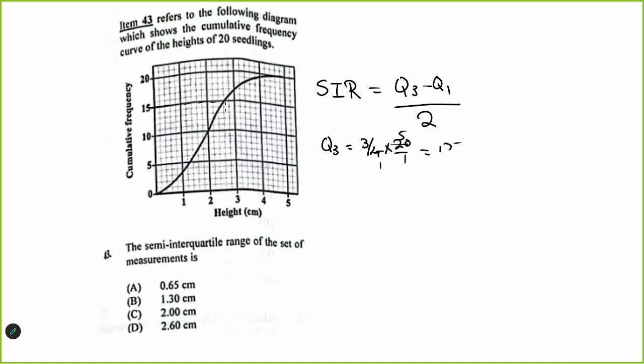You're going down. So this is 2.4, this is 2.8. This is 2.6. So the height is 2.6 for your third quartile. Your first quartile is a quarter of 20, which is 5. So you go down and you go right down here. That's 1.4. The difference between that is 1.2, which is 1.1.